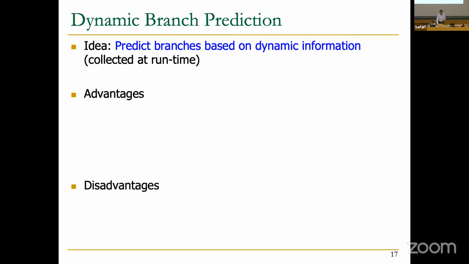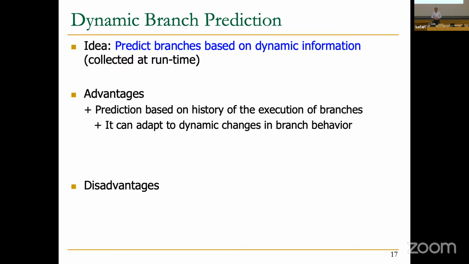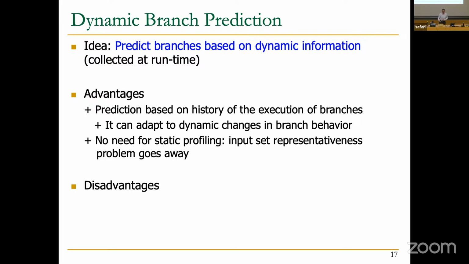Okay, let's start with basically what's the idea of dynamic branch prediction? Predict the branches based on dynamic information collected at runtime by hardware going forward. So the big advantage is you can basically have a prediction based on the history of the execution of every single branch. That's good. It enables you to adapt to dynamic changes in branch behavior. You can easily distinguish taken, not taken patterns. Not initially with the earlier techniques, but we're going to distinguish between them. And there's no need for static profiling, so input set representativeness goes away. That's another advantage of hardware. Hardware is really executing the program as the input set is supplied. You don't need to profile it earlier or during runtime.